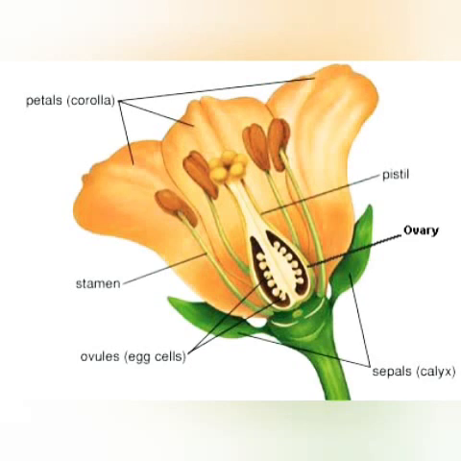Parts can also be called as whorls and they are four in number. So whorls are also known as parts and they are four in number. So the first whorl or part is the calyx or the sepal.